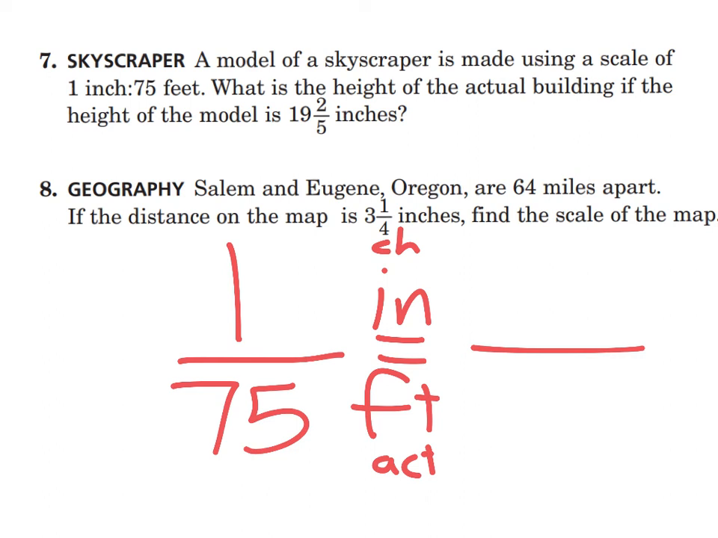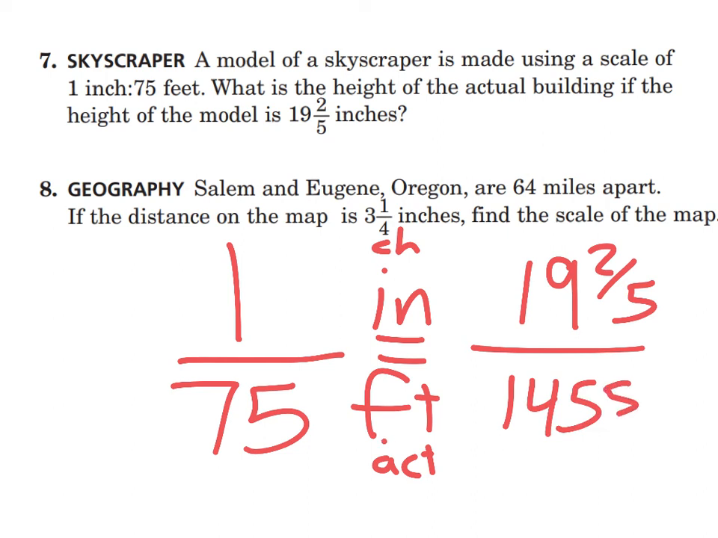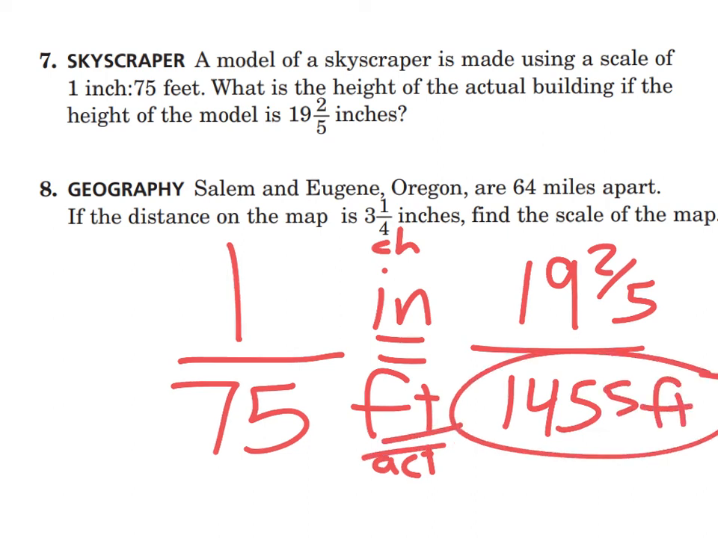And it says, what is the height of the actual building if the height of the model, so the changed, we have to be careful and make sure we use our labels to understand that it's the changed measurement we have at 19 2/5 inches. We're ready to multiply and divide. When you do that, you get an answer of 1,455. And again, use your labels because that tells you that 1,455 is a number of feet.